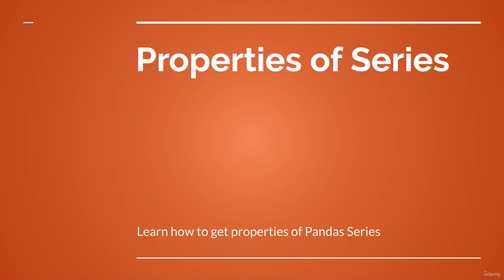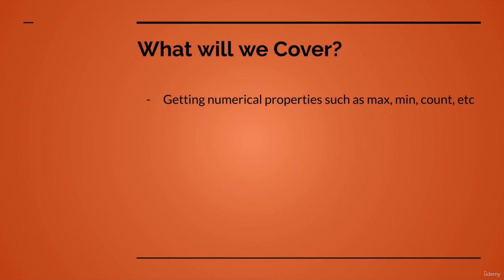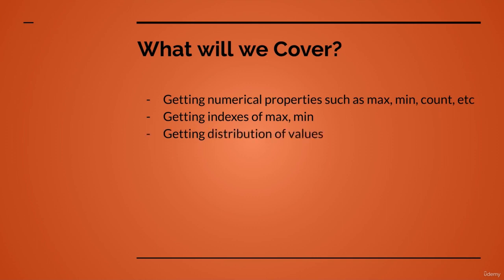Now that we know how to retrieve various elements from series, we'll focus on retrieving properties of series, and this will be a way just to get various attributes such as the max, min, etc. So we're going to first cover getting numerical properties such as the maximum of a series, minimum of a series, count, etc. And then we'll focus on getting the indexes of the maximum and minimum values. We can also find things like the distribution of values. That's really nice, it returns us kind of like a histogram type feel, and there'll be some others as well. So let's head on over to the code and get started.